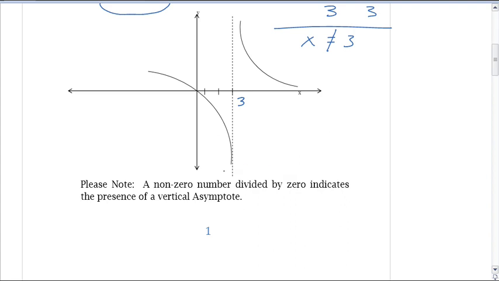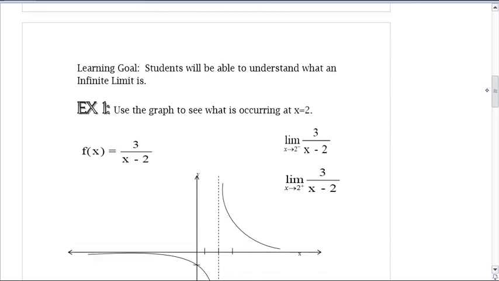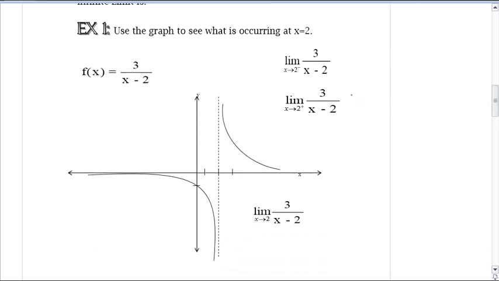It says, please note a non-zero number divided by 0 indicates the presence of a vertical asymptote. We just showed that algebraically. So let me scroll down to example 1. It says, use the graph to see what is occurring at x equals 2. Now, if I set the denominator equal to 0, I can solve, and I know that I have a vertical asymptote at 2.